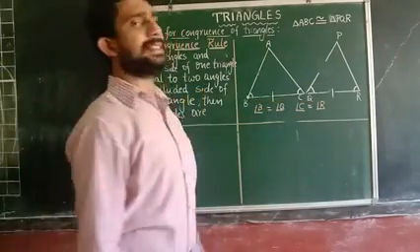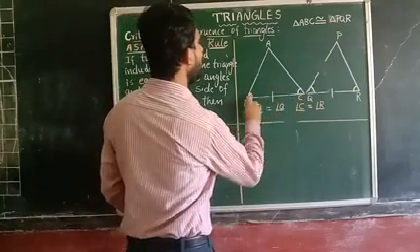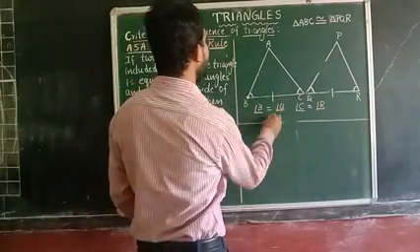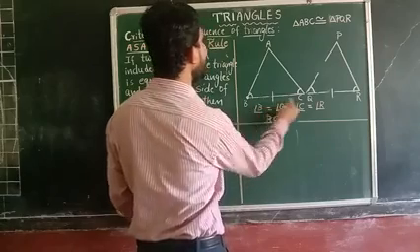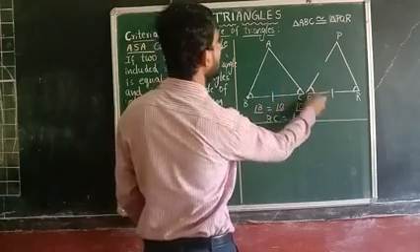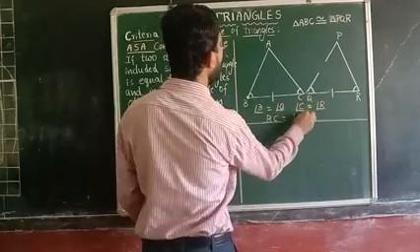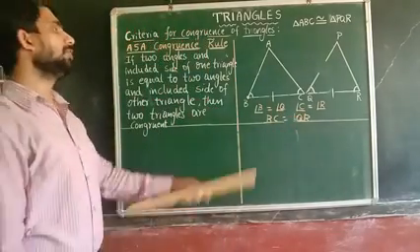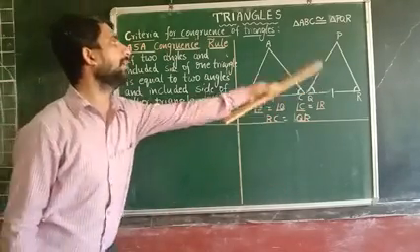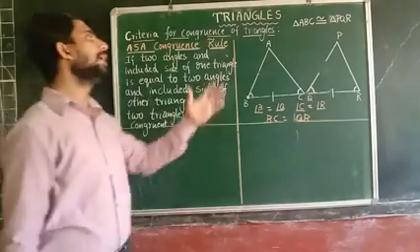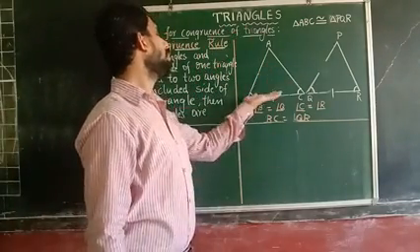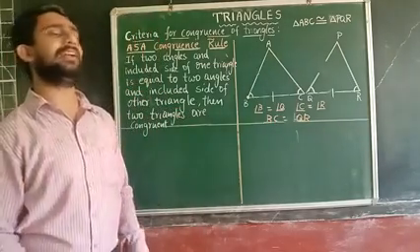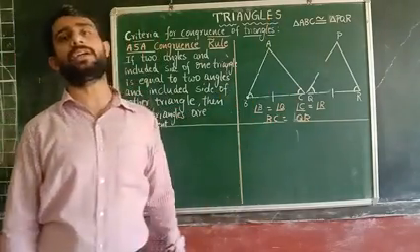The common side is the side that has these two angles. This BC side has the angle B as well as C, and in the second triangle, QR has both the angles Q and R. If this condition is true, then we can say that these two triangles are congruent. If the two angles and the common side of one triangle are equal to the two angles and the common side of the other triangle, then the two triangles are congruent.